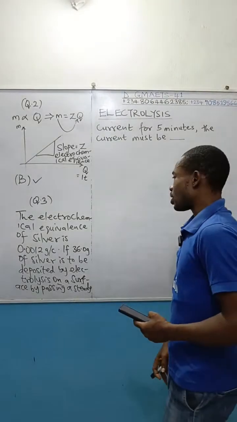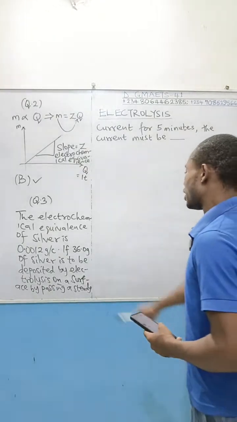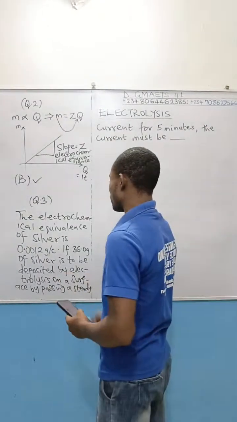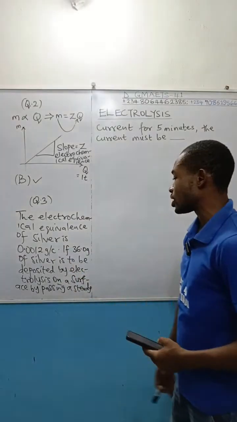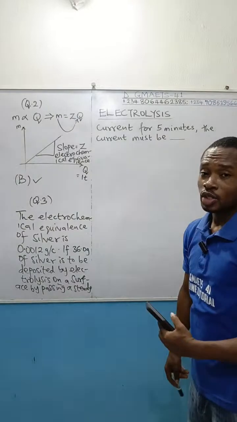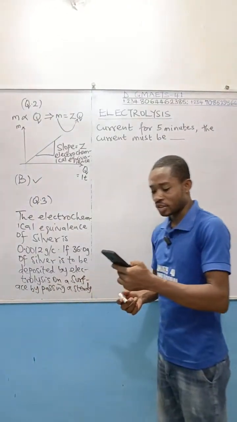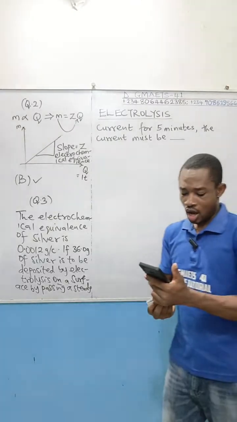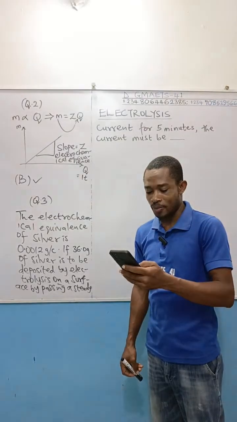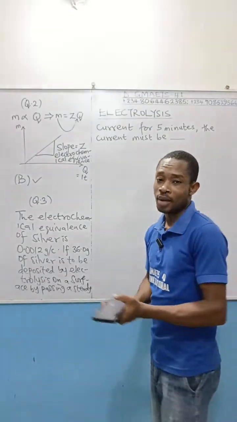So that's the question. The electrochemical equivalence of silver is 0.0012 gram per coulomb. If 36.0 gram of silver is to be deposited by electrolysis on a surface by passing a steady current for 5 minutes, the current must be, we do not know. This is just a simple question. The options provided: option A, 6,000 ampere; option B, 100 ampere; option C, 10 ampere; option D, 1 ampere.